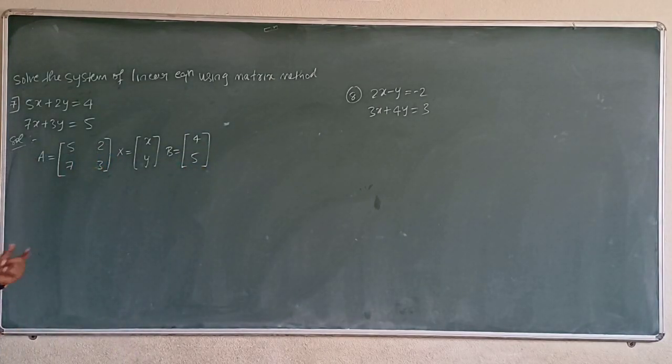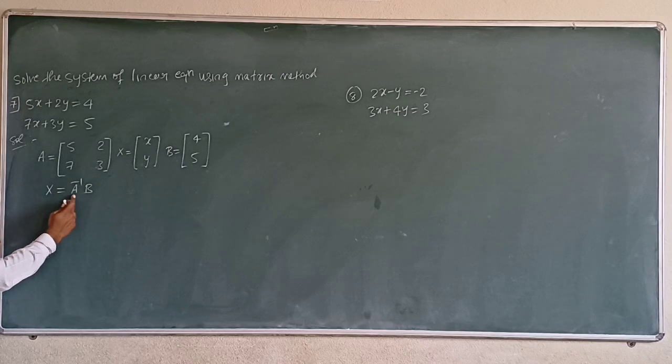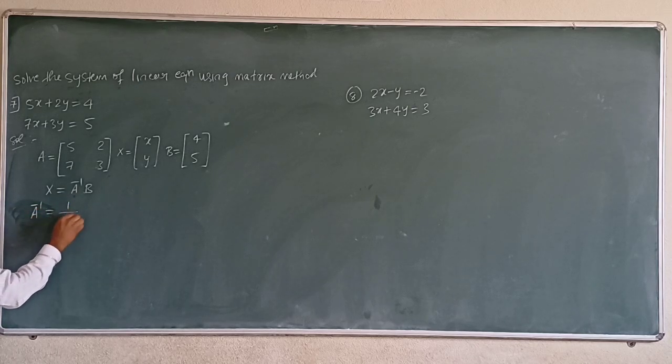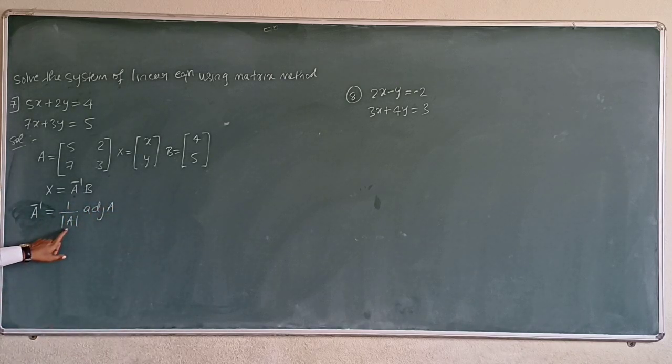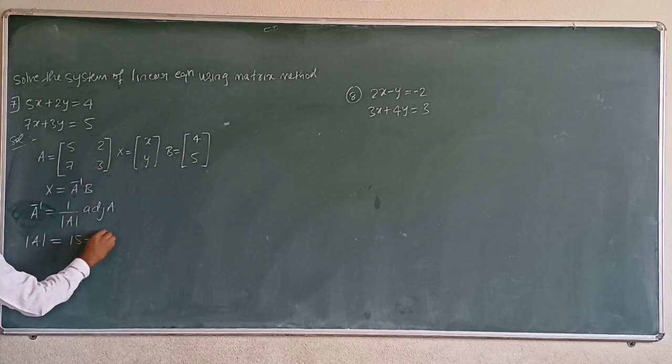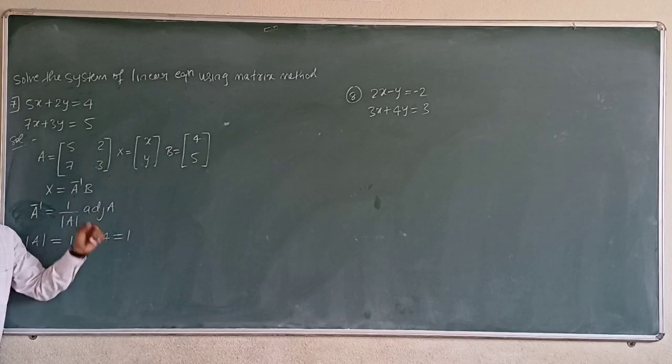Right. We know that the matrix method formula: X is equal to A inverse into B. Find out the first one, A inverse here. We know that the A inverse formula is 1 divided by determinant of A into adjoint of A. Find out the determinant here. Determinant of A is equal to 5 3s are 15 minus 7 2s are 14. No doubt, determinant value is 1. Now the A inverse exists here.